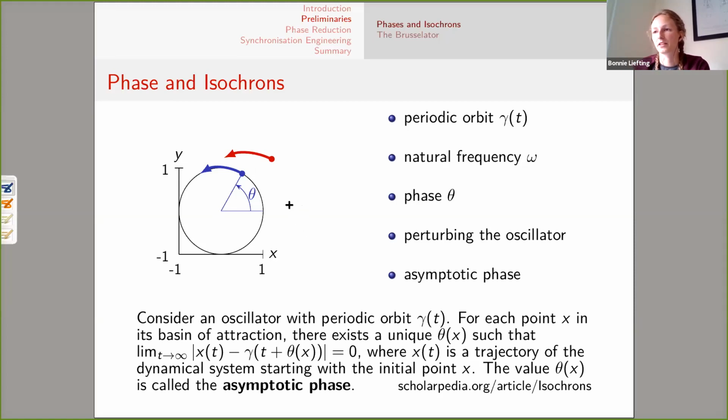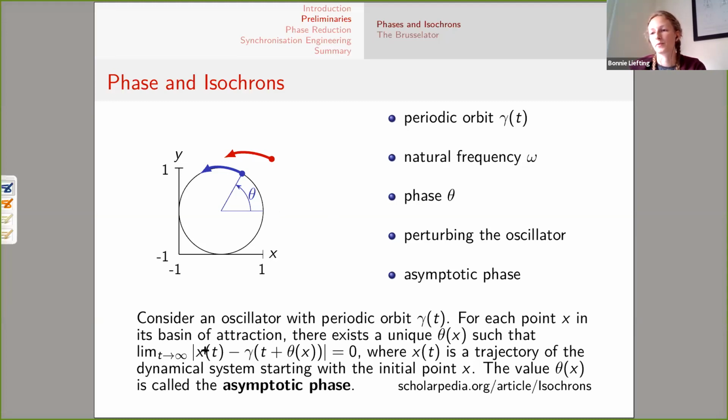So when you consider an oscillator with some periodic orbit, so it's going around, in this case just on a circle, then for each point in its basin of attraction, so a point close enough to the limit cycle, there exists some unique function, some function phi, that for every x that you put in there, so every trajectory, it will give the phase corresponding to that point.